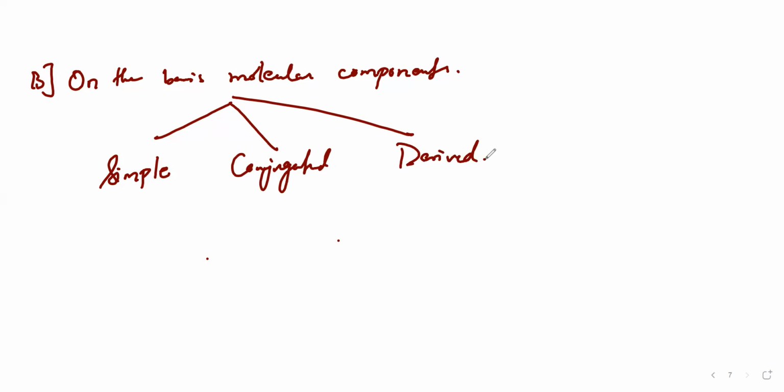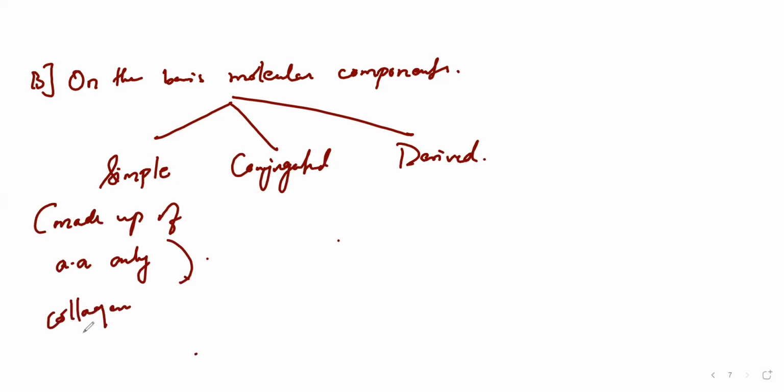So the name itself explains the protein. Simple protein means what? Only amino acids will be present, meaning only the protein part will be present in them. So you can write it as made up of amino acids only. Examples: collagen, albumin, which is present in egg. Okay, these are some of the examples.